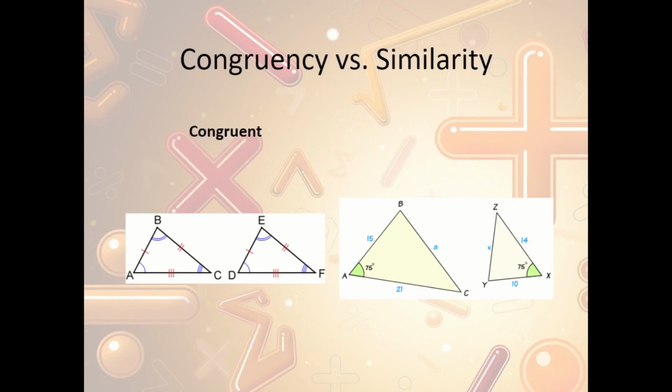So congruency versus similarity. Congruent figures have all the same sizes. So notice both of my triangles here have exactly the same angle measures and same side lengths. They look exactly the same. That is congruent. Now, similar means that it's blown up or shrunk down. So it's the same shape. It's proportional, but it's not the same size. It blows up or shrinks down. So we can see that this triangle here is this one blown up.